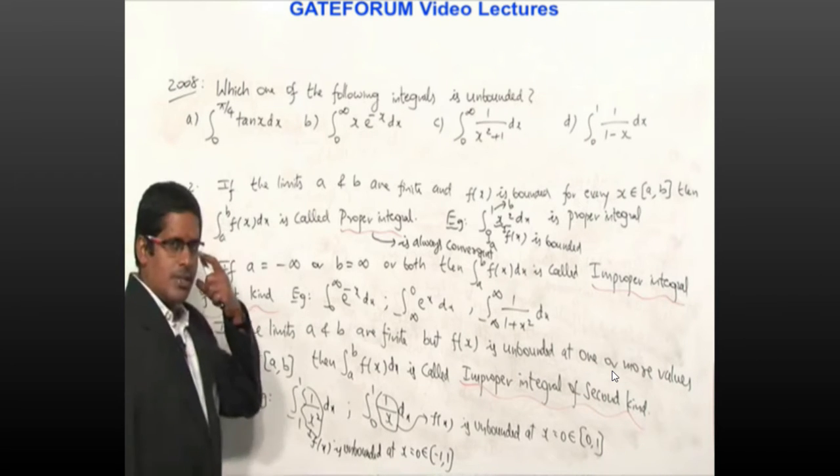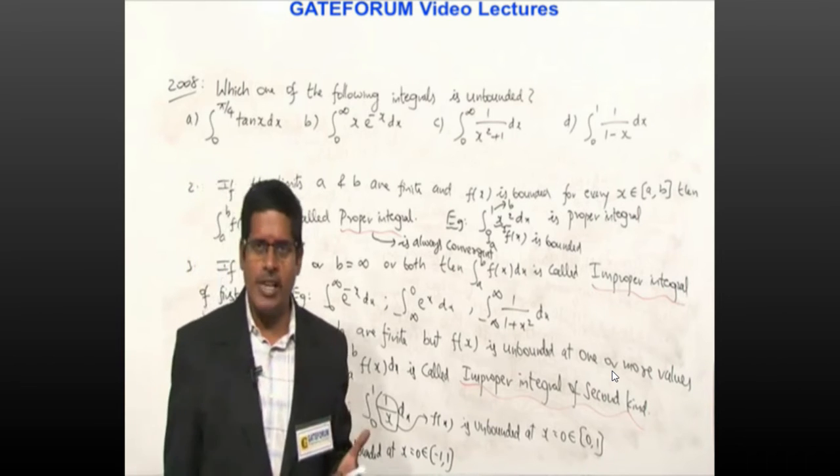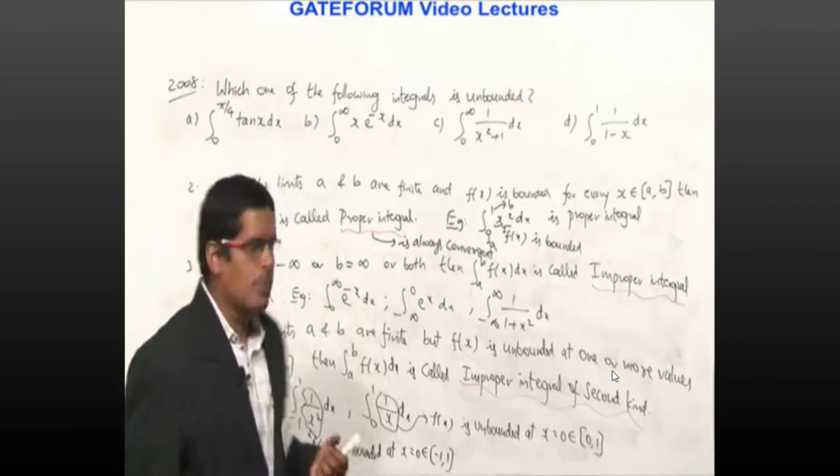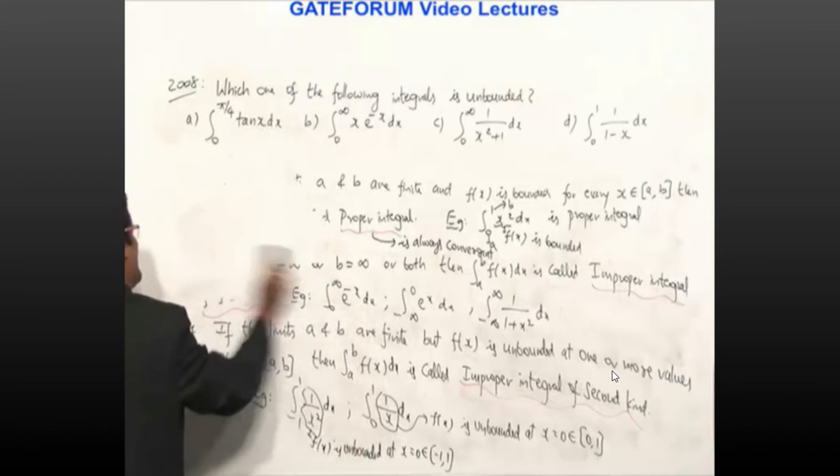So in all the options, evaluate the integration using formulas and substitute the upper and lower limits. If you get a finite value, that is bounded. Otherwise, it is called unbounded. That is also called convergent or divergent.